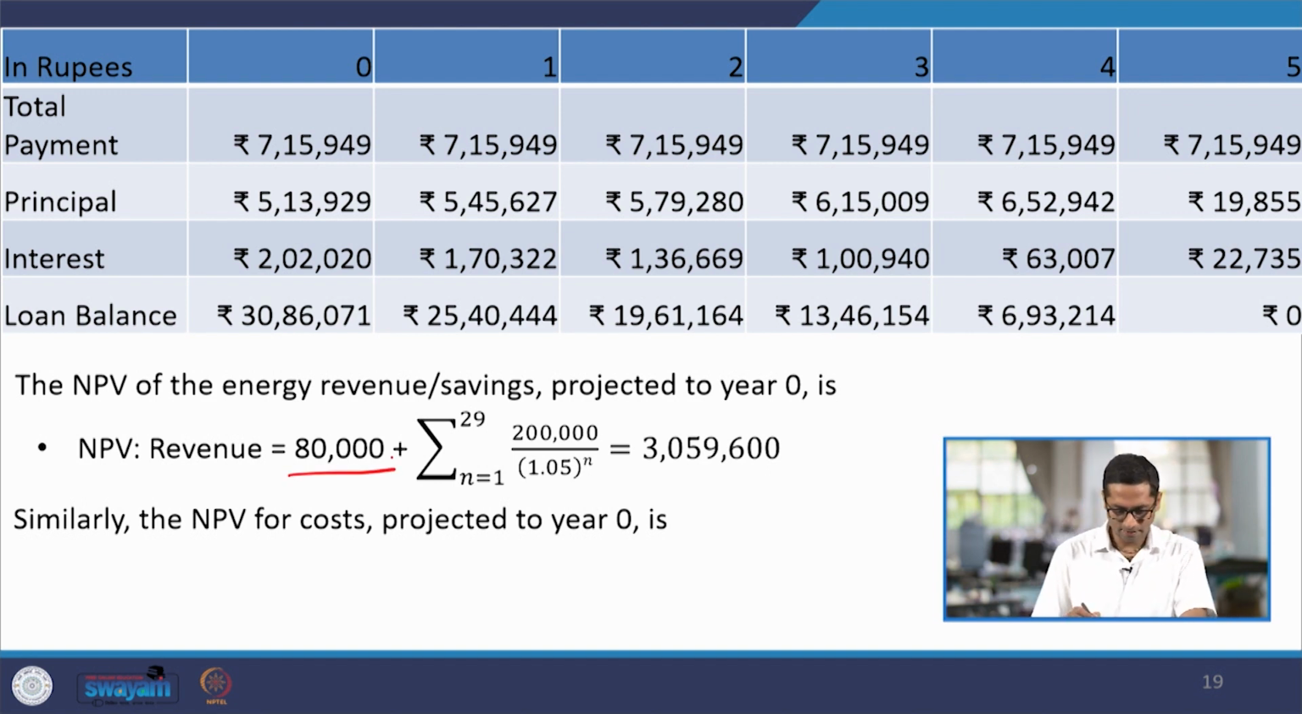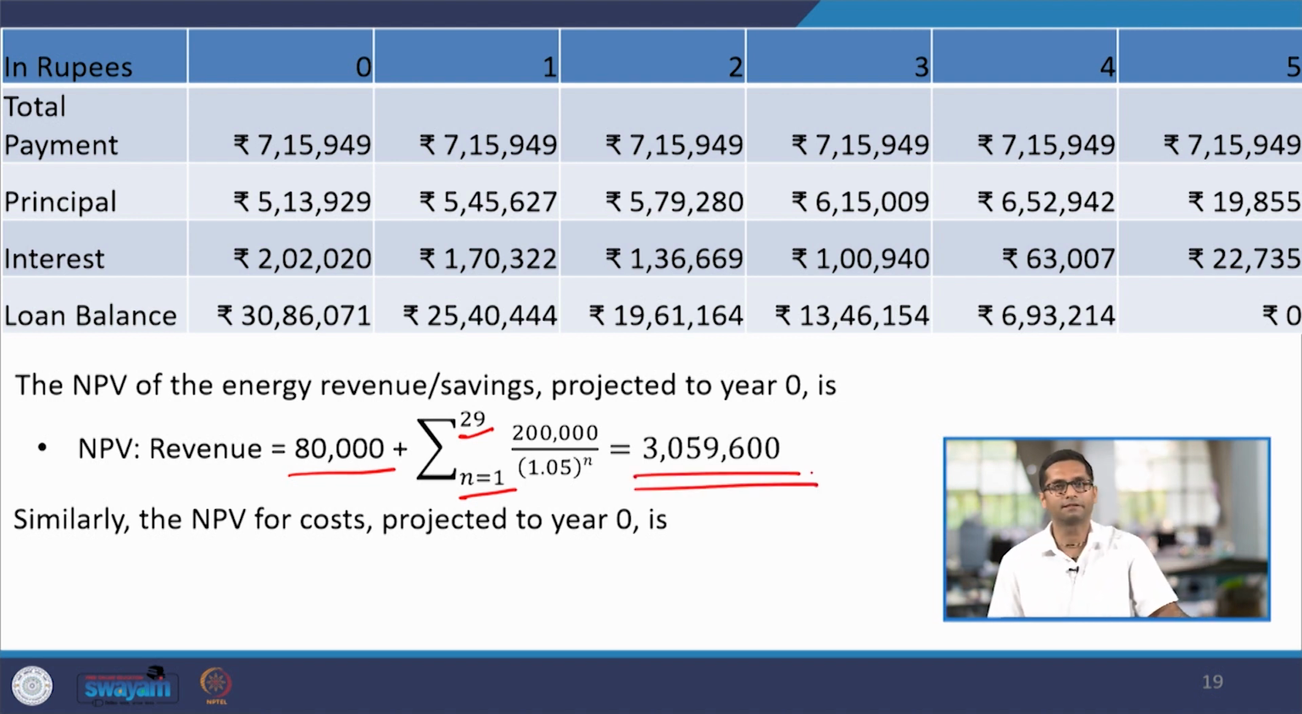and then I am having a saving of around 2 lakh rupees per year, and I am discounting that at 5% every year, and this summation varies from year 1 to 29, and if I total everything, this gives me a total of around 30 lakh rupees, 59,600. So this would be the NPV of the revenue that I am generating.